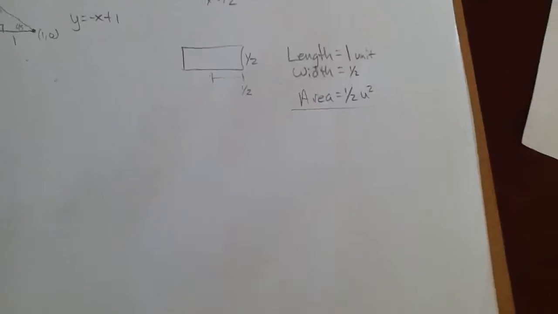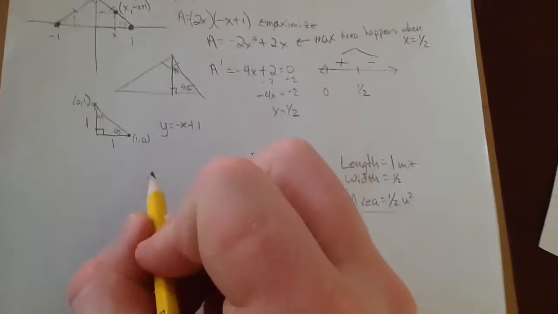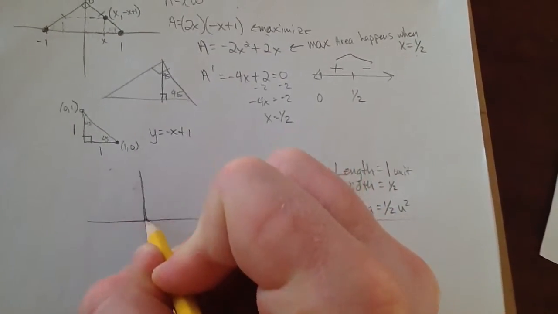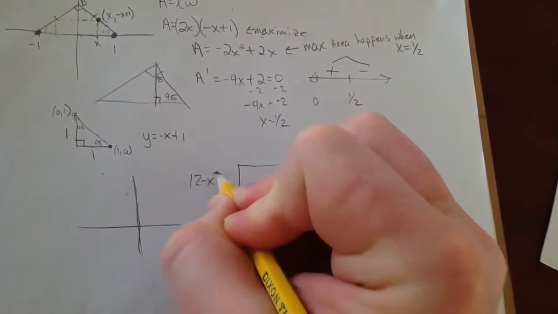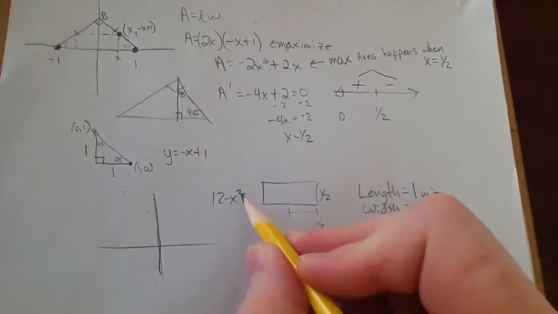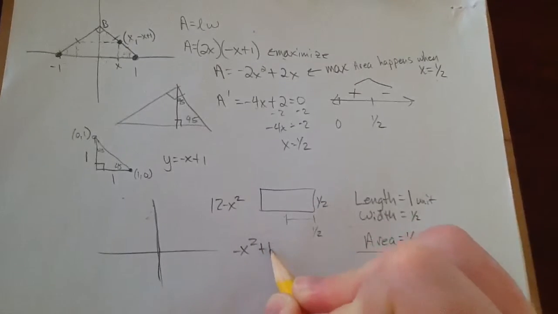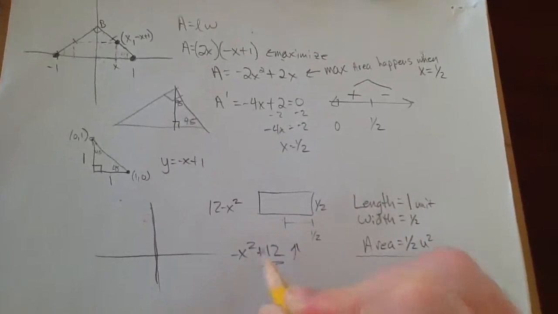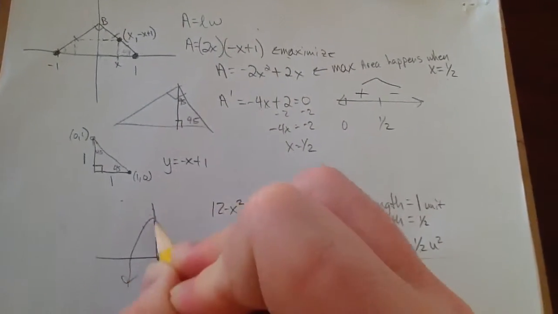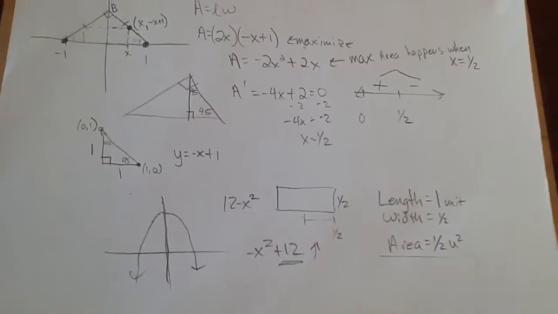So I believe on the one you're supposed to do, yeah, you've got an upside down parabola, right? Remember how to graph 12 minus x squared? I hope you do. It's the same as negative x squared plus 12. That shifts it up 12, and the negative is just going to flip it upside down. So it's an upside down parabola.